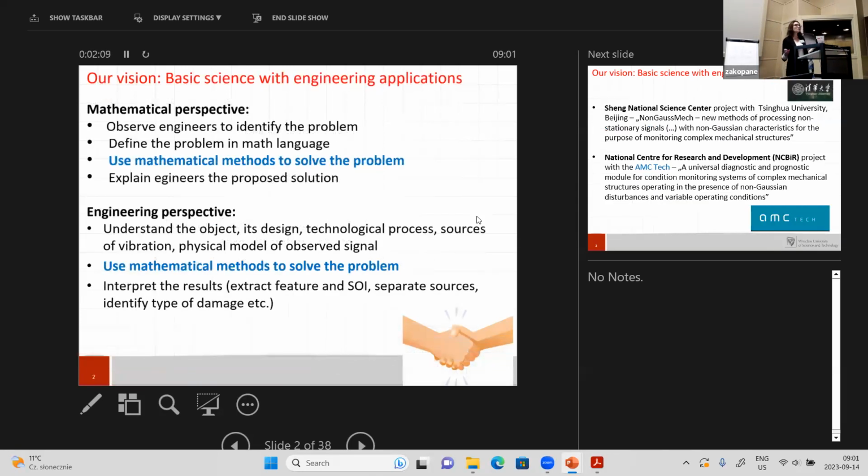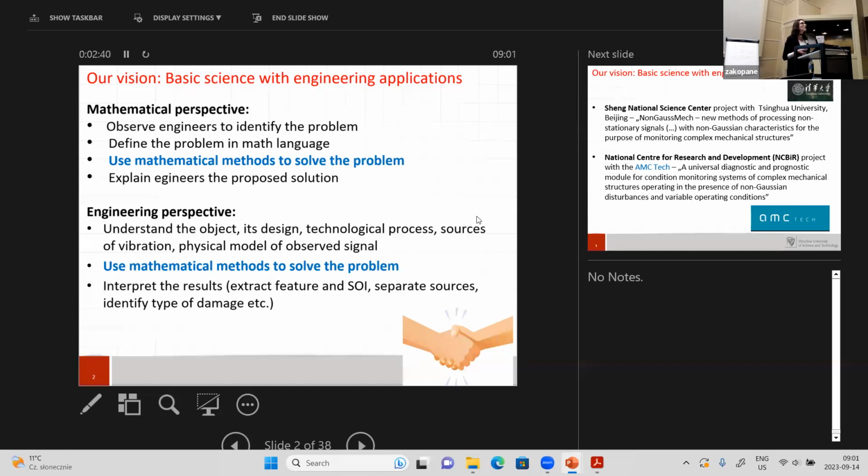Okay, so actually my presentation will be, let's say, a starting point or some introduction to other presentations that will be given even during this session. Here I will explain how at our faculty we are cooperating with the engineers and how we solve the real engineering problems. So actually the vision of the cooperation is to use basic science for engineering applications.